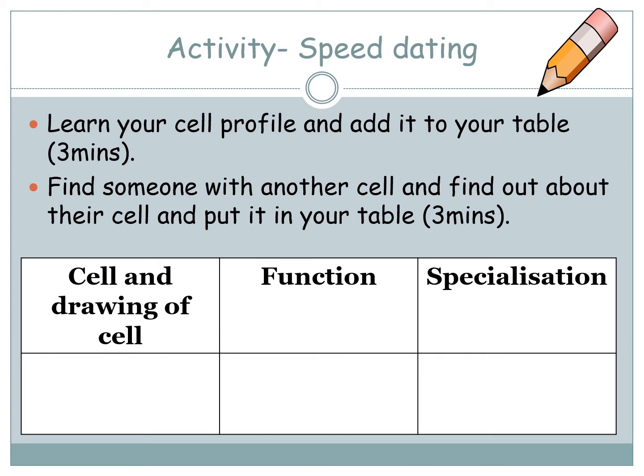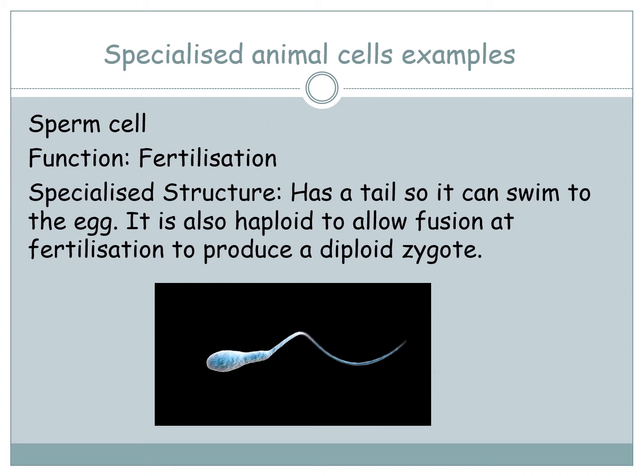specialized cells worksheet. The first cell that you need to know about is the sperm cell, and its function is to fertilize the egg. It is specialized because it has a tail, so that allows it to swim to the egg, and it is also haploid, which means it only has one set of chromosomes, which allows its fusion with the egg to produce a diploid zygote at fertilization.